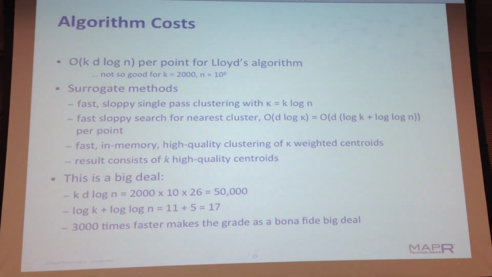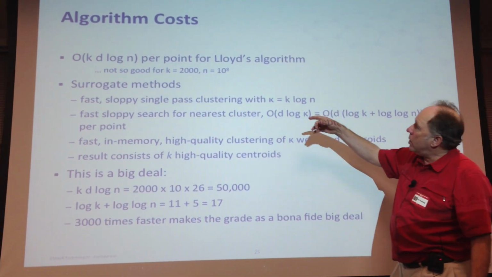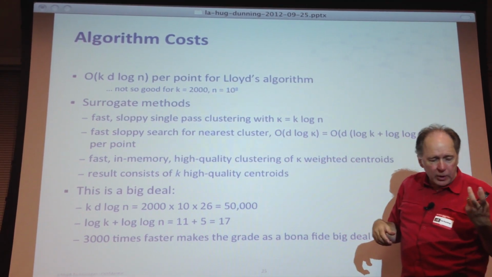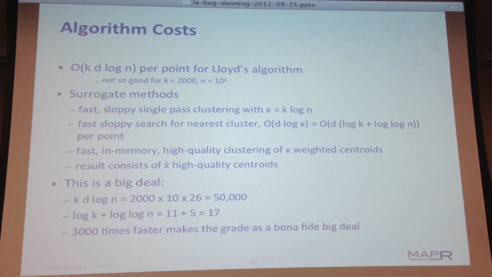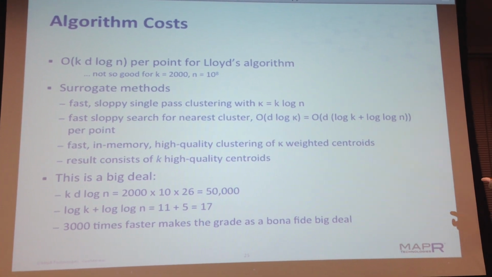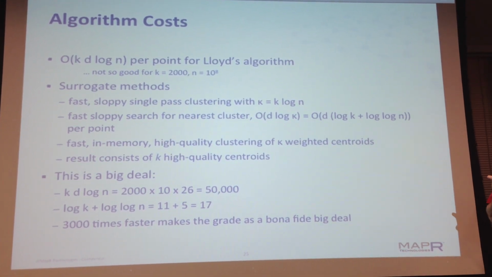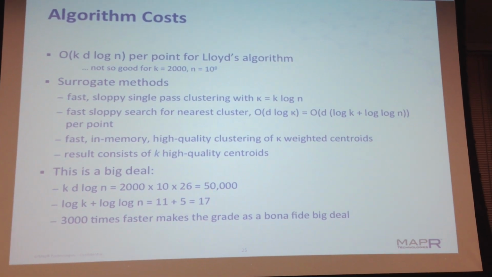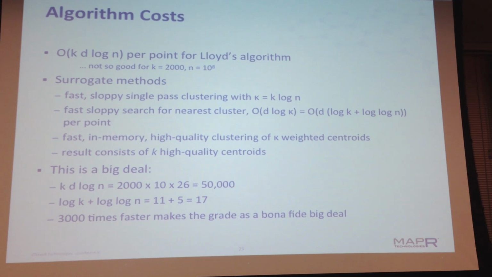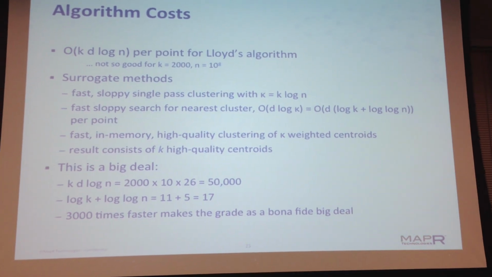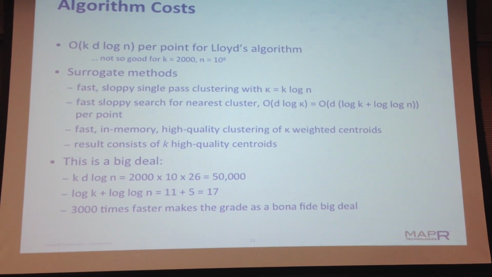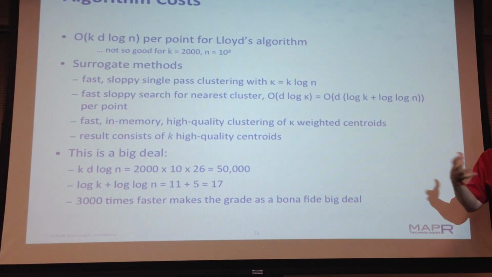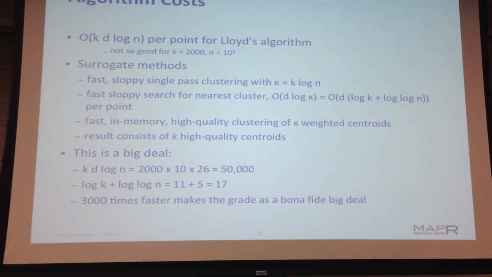So here's the exact way that it's done, or at least the costs. For Lloyd's algorithm, we have the cost: the number of clusters times the dimension times roughly the log of n, which is the number of iterations guessed. It's probably more than that. And so for k equals 2,000 and n equals 2 to the 8th, we can have things like 50,000 as the order of the size of the cost of this thing.